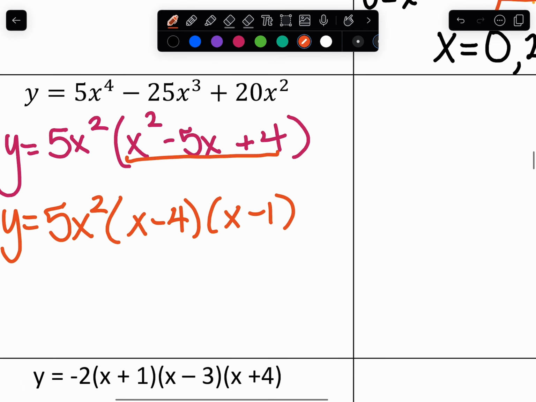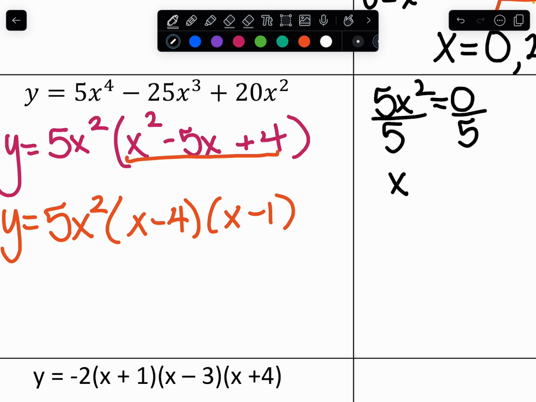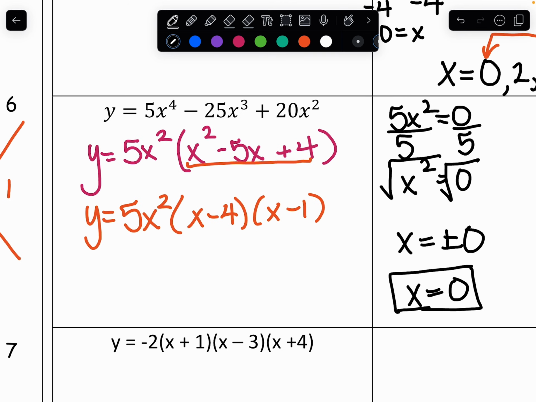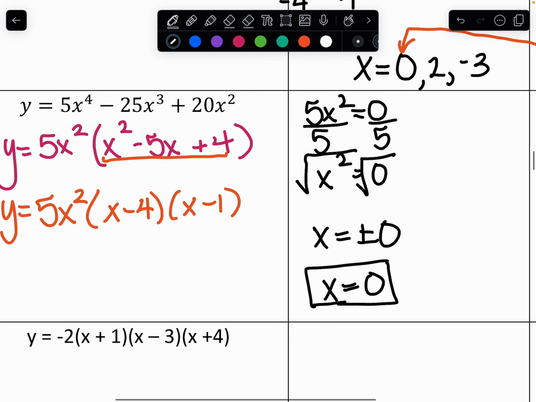Now, I want to show some real quick work with that 5x squared equals 0. So if we divide both sides by 5, because we first want to isolate that x squared term, we would get x squared equals 0. Well, when we square root both sides, we get, technically, x equals plus or minus 0. Now, we usually just write it as 0. The reason I want to show that work is it's going to make more sense in our later notes, that plus minus 0 while I talked about it.